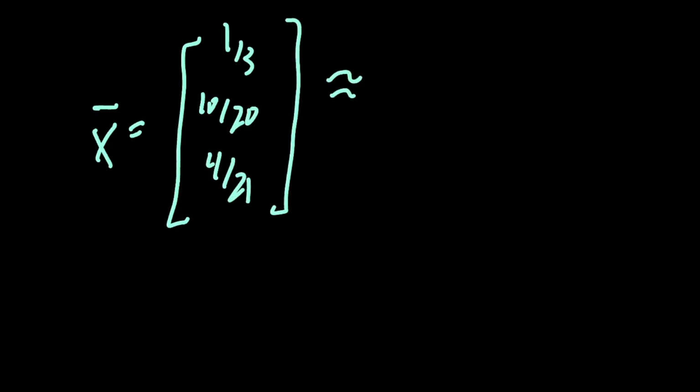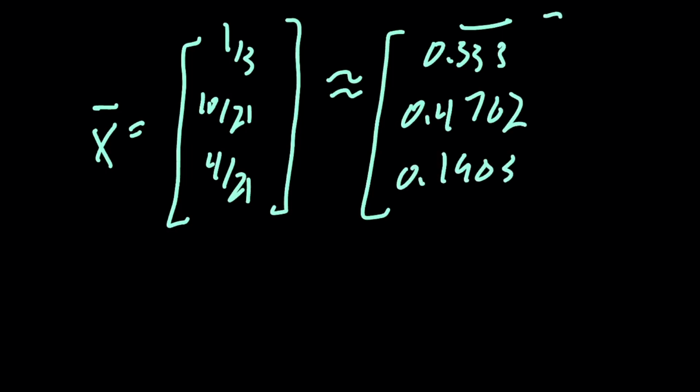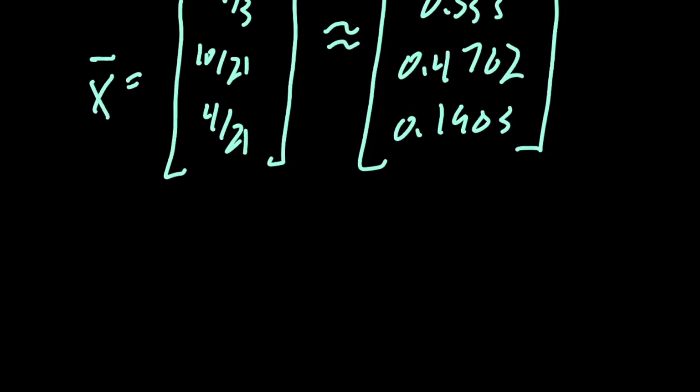And if you were to convert the fractions to decimals, we get 0.33 repeating. It should be 10 over 21, my bad. We should have 0.4762 and 0.1905. This right here is your steady state matrix.